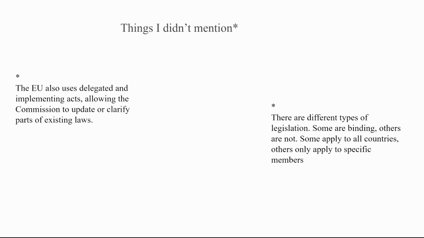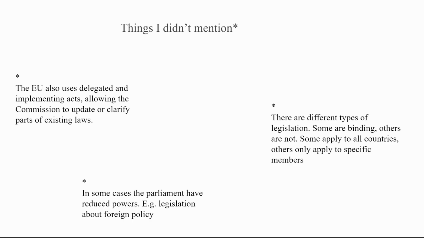But then there are also different types of legislation. Some are binding, others are more like recommendations, and some apply to all countries, and some are targeted at specific member states. We're not going to go through all the different legislations, but just so you know that there are different kinds. In some cases, Parliament has reduced powers in this co-decision. For example, legislation about foreign policy, where the Council has more say than the Parliament, and that's for historical reasons, because historically the Parliament has been really weak, and then as time has gone on, the Parliament has gotten more powers and more powerful, but there are still some areas where the Council is more powerful than the Parliament.